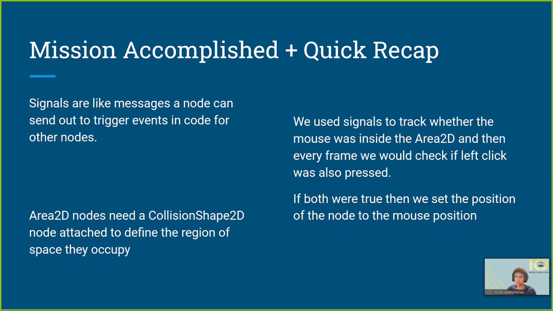And lastly, we used the area 2D nodes. They need a collision shape 2D node attached to them to define the region of space they occupy, right? Or where that area is.